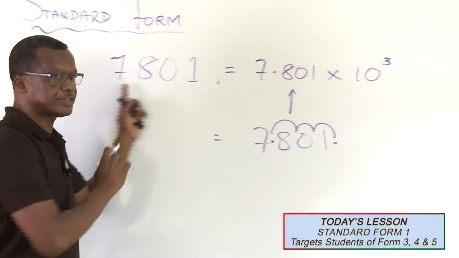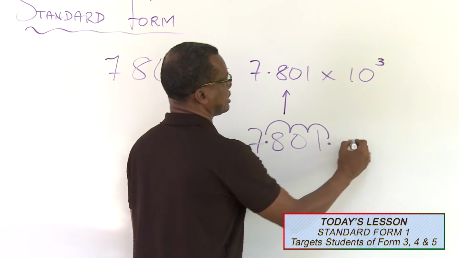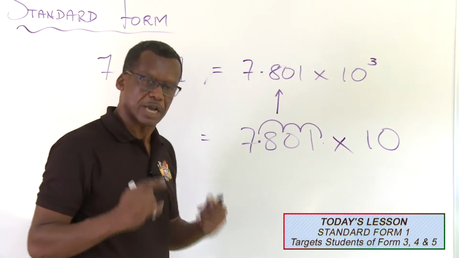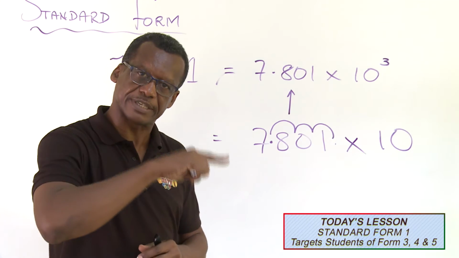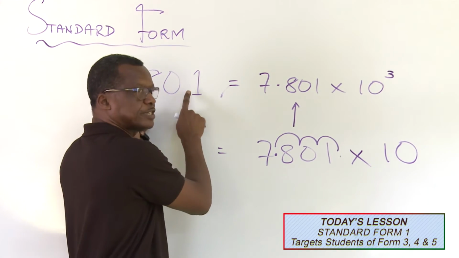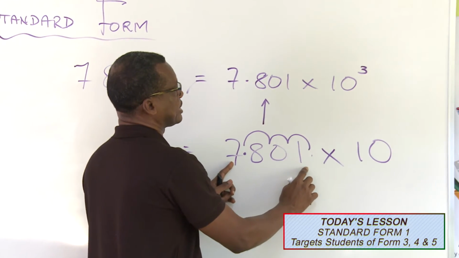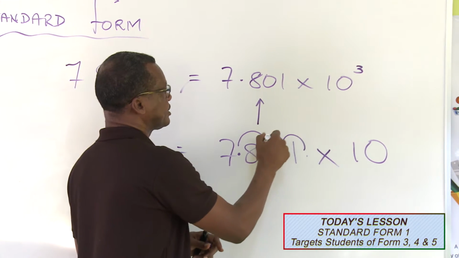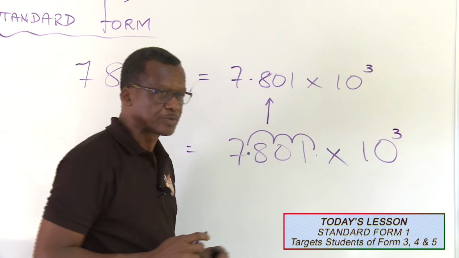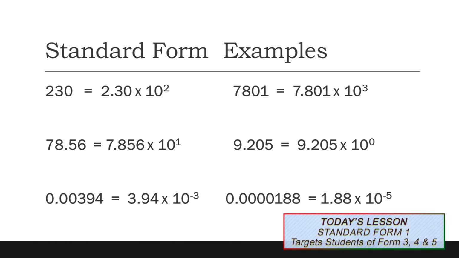So 7,801 is now equal to 7.801 multiplied by 10 to the power of 3, and the power comes from the number of places the point was moved as we shifted the number from 7801 to 7.801. The point was moved 3 places, hence 10 to the power of 3. And that pattern can be observed from all the other examples you see on your screen.